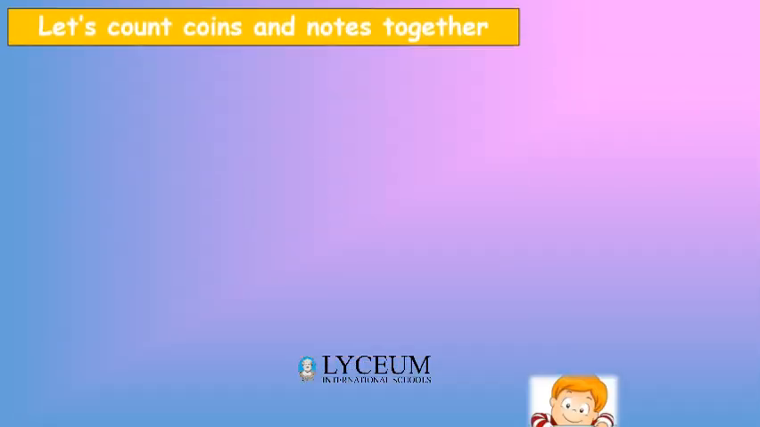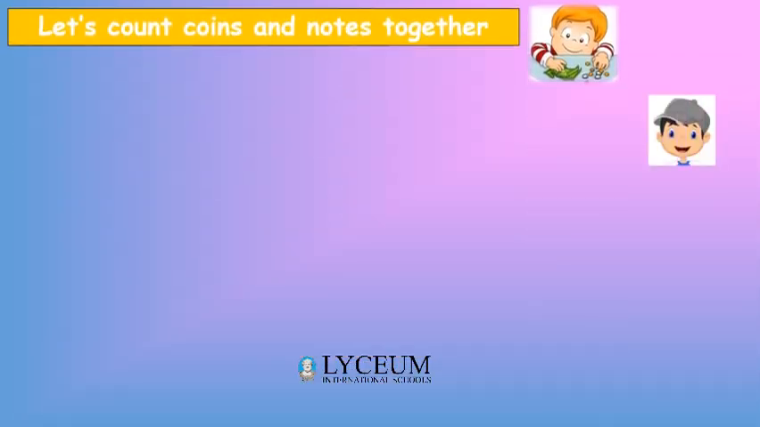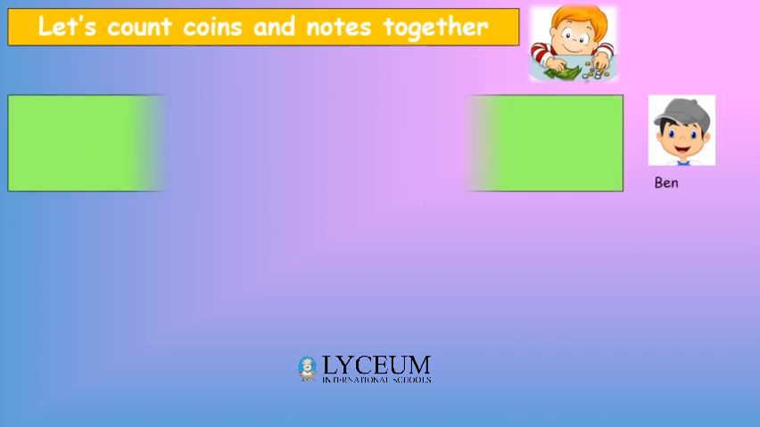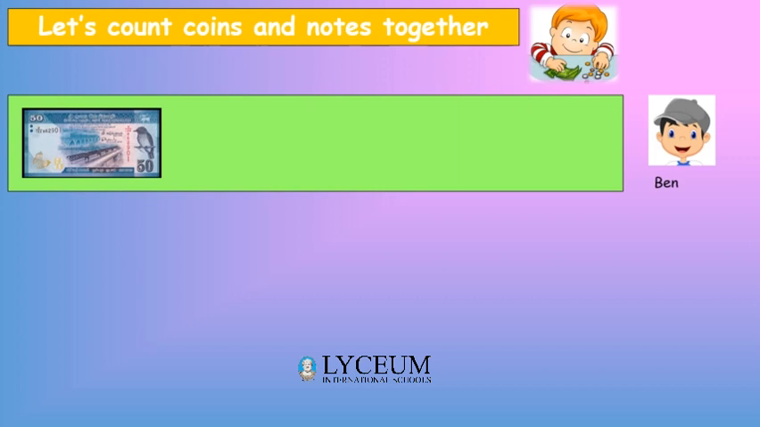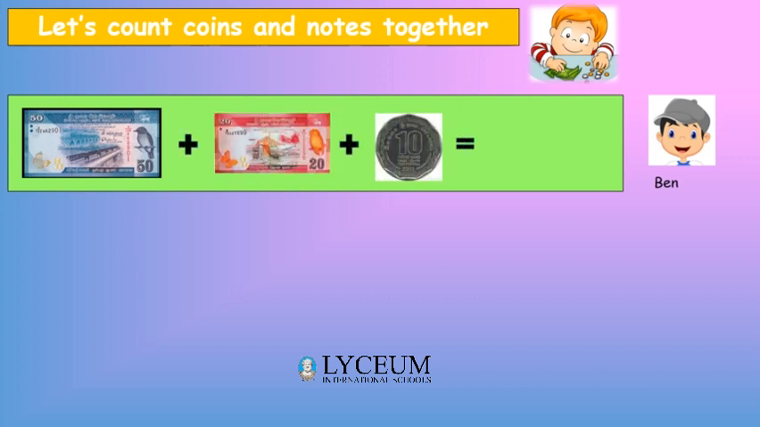Okay, let's see how much money Ben has. So Ben has 50 rupees, 20 rupees and 10 rupees. Let's count, children. 50 plus 20 makes 70. Very good. 70 plus 10 makes 80. So Ben has 80 rupees.